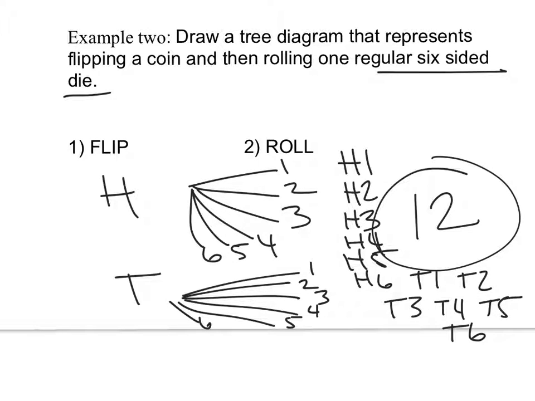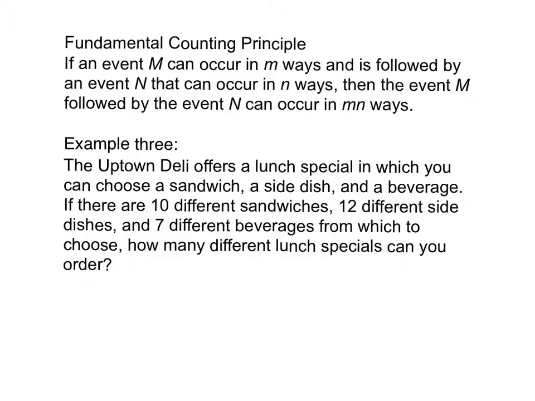All right, last 2 examples. So fundamental counting principle. What it does is it's an easier way of completing a tree diagram to figure out how many outcomes you would have without doing all that work.